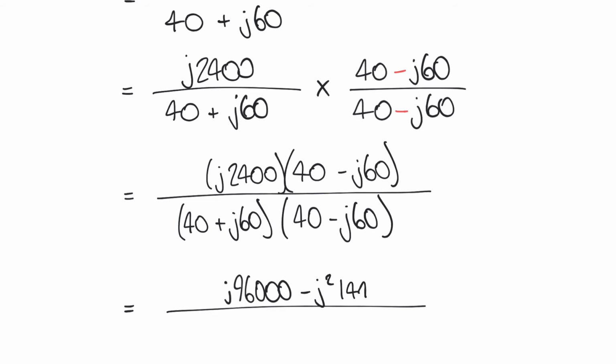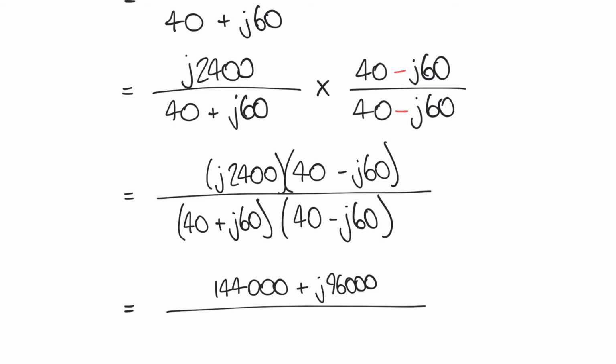Now remember what we mentioned about j squared before. j squared is minus 1, and so minus times minus 1 is plus 1, and plus 1, we don't even need to write it. When we multiply something by plus 1, it doesn't change, so we just have a real number of 144,000. And so we could write that as 144,000 plus j96,000, our other term there.